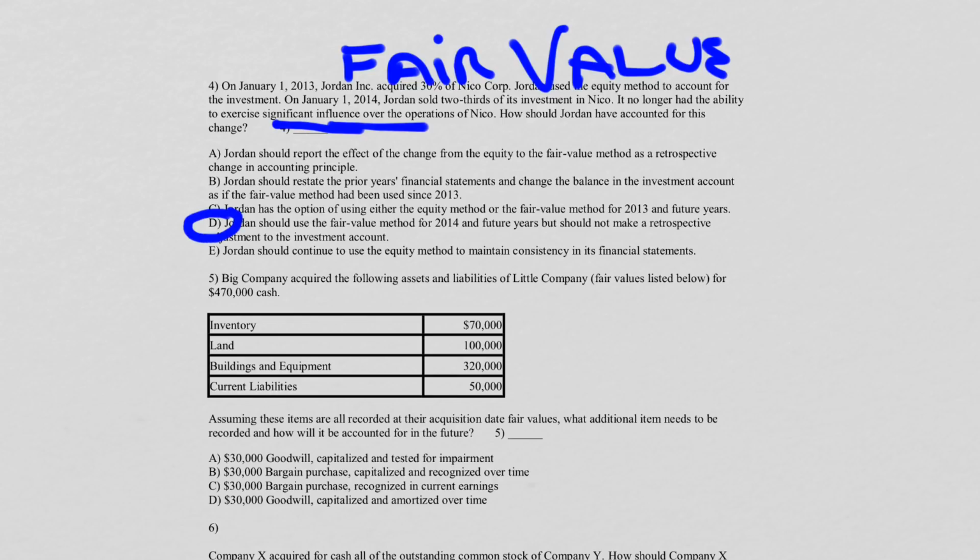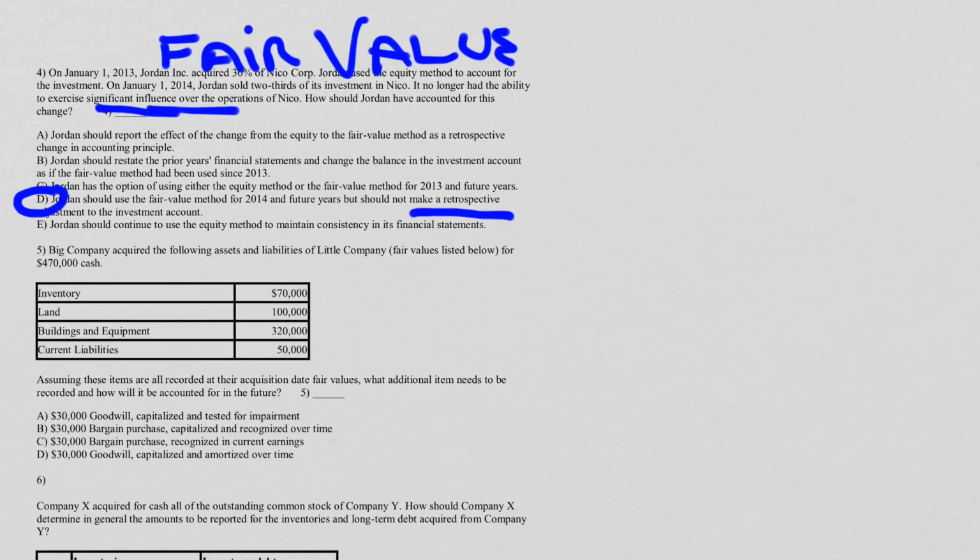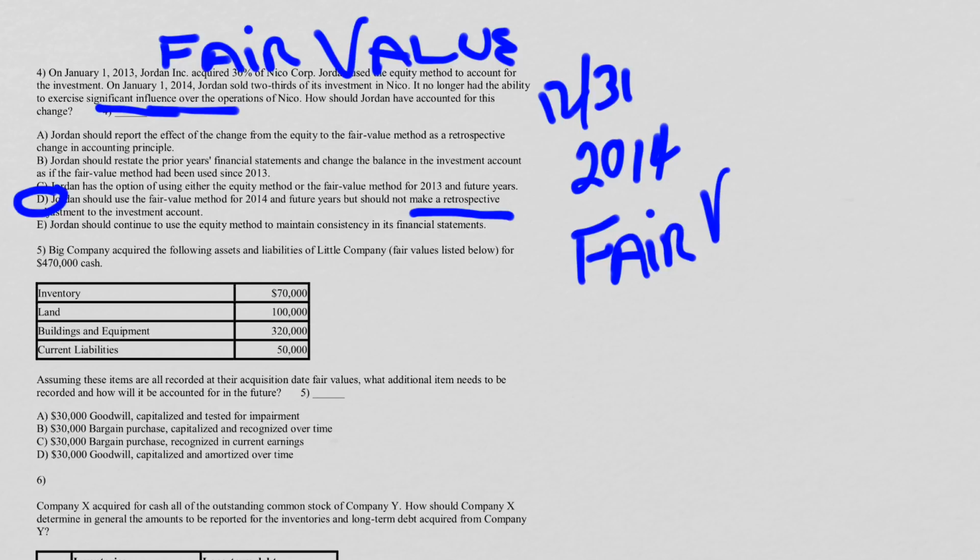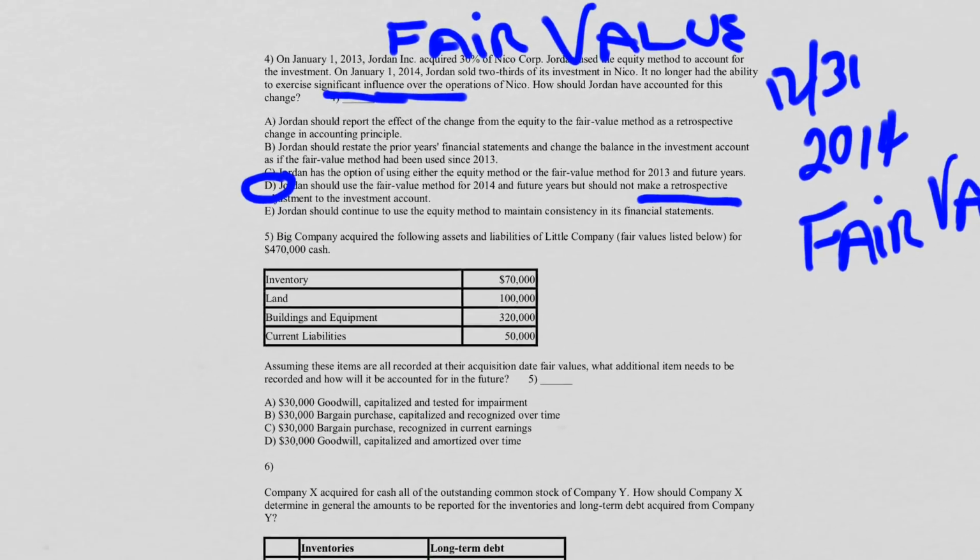It's D. Use the fair value method in the year of the sale, because it was sold in 2014, and future years forward, but there's no retrospective adjustment. The reason for no retrospective adjustment, if you think about it, is because at the end of 2014, using the fair value method, you're going to adjust the account to the fair value. So you'll be right where you need to be by the end of the year.